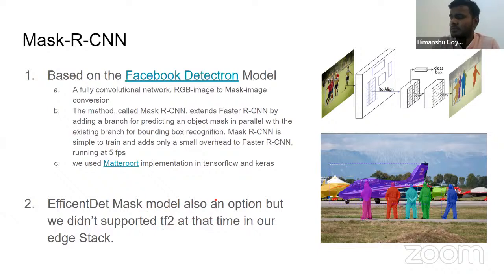There are some other models available in the research that are better than this one, but they required higher computation. For example, EfficientDet is one of the highest rated models in terms of mask models, but that required TF2. At that time, they didn't support it, so that's why we used the Facebook implementation of mask RCNN, which is also pretty good. In terms of accuracy and precision, it is very close to this one. But EfficientDet is of SOTA category. And also Facebook Detectron is implemented in PyTorch. We used the Matterport implementation of the same model that was implemented in TensorFlow and Keras.